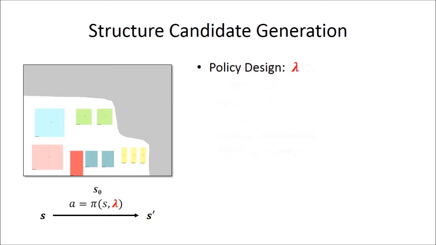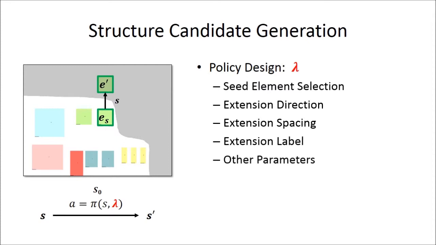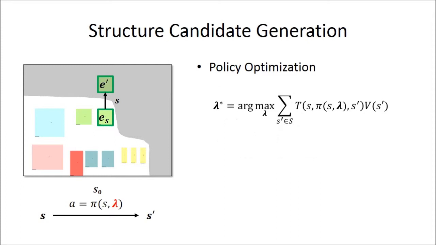A policy has a set of parameters and it generates an action based on the following steps. First, we select a seed element. Second, we decide the extension direction. Third, we compute the extension spacing. And finally, fourth, we decide the label of the new element. We formulate the setting of the parameters as a policy optimization problem. For each facade, we compute the optimal parameters using a genetic algorithm.